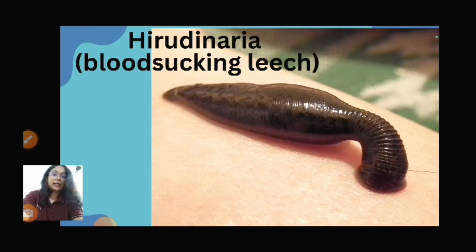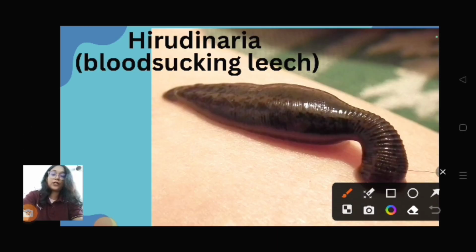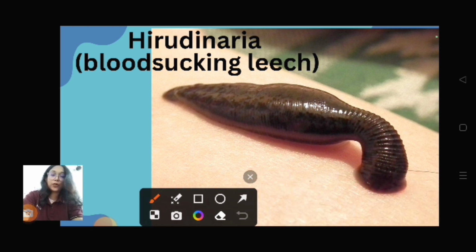Okay, then the last one, Hirudinaria. Okay, they are what? Blood sucking leech. Okay, here also you can see the metameric segmentation prominently. Is it clear? Here sexes are not separate, both male and female reproductive parts are in one particular body. Is it clear?